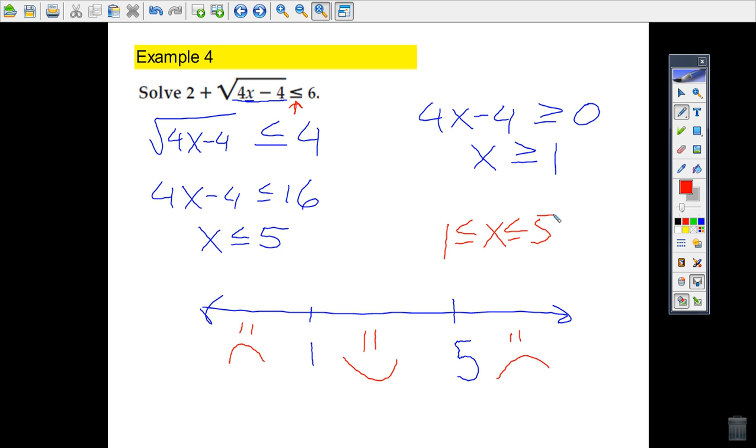So what if you plug in 5? 5 times 4 is 20, minus 4 is 16. The square root of 16 is 4. And 2 plus 4 is 6. Is 6 less than or equal to 6? Yes. So that would be my solution set. And if you remember from chapter 2, you have to write that in set builder notation, right? So, minor detail, but keep it in mind.